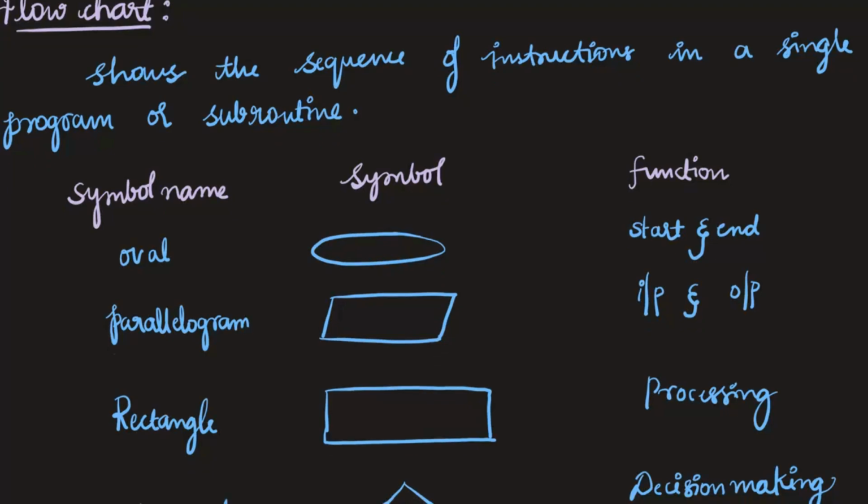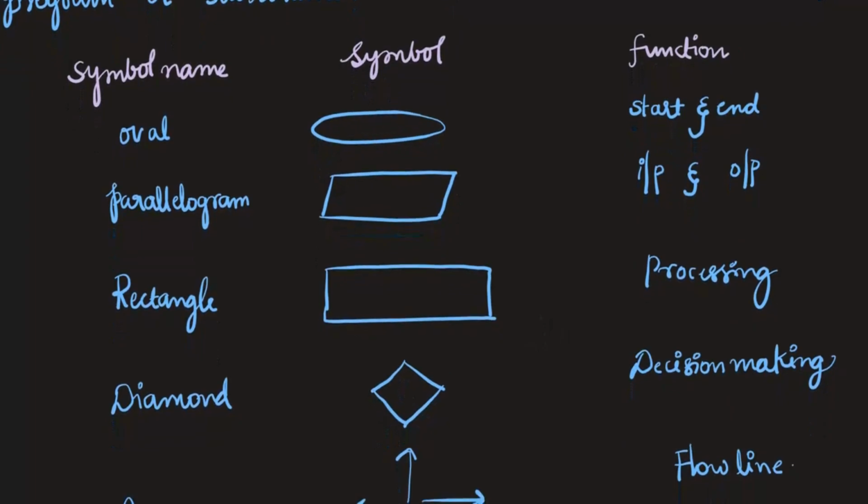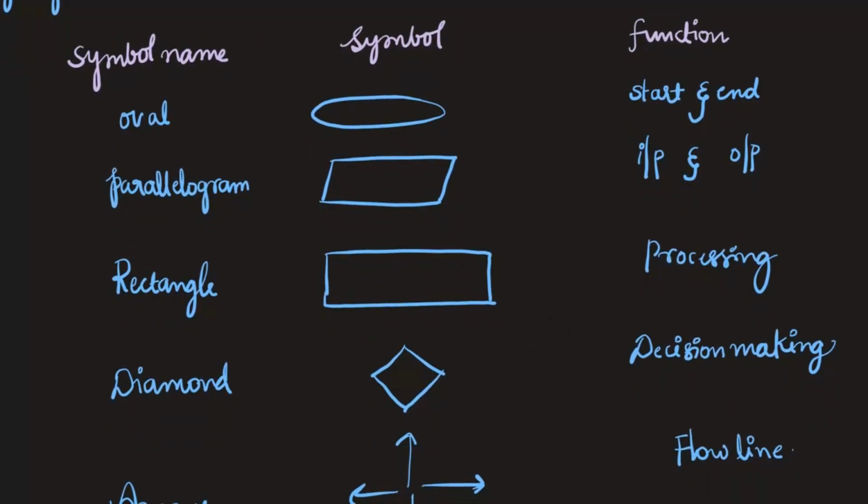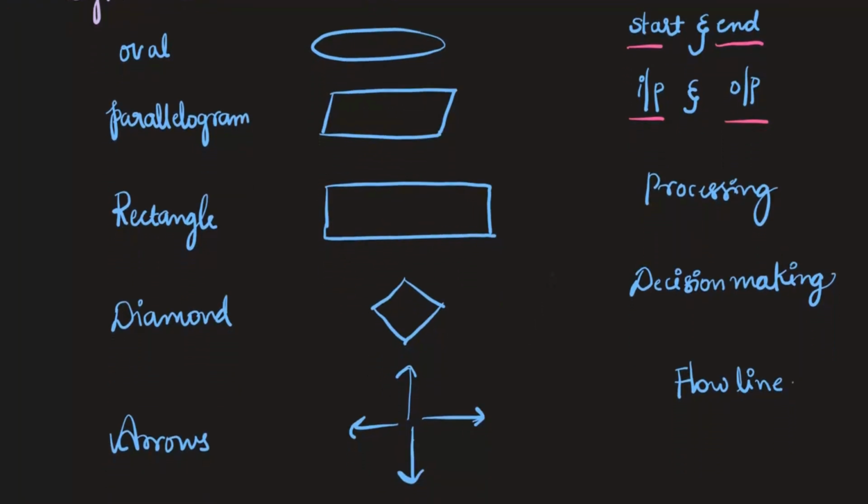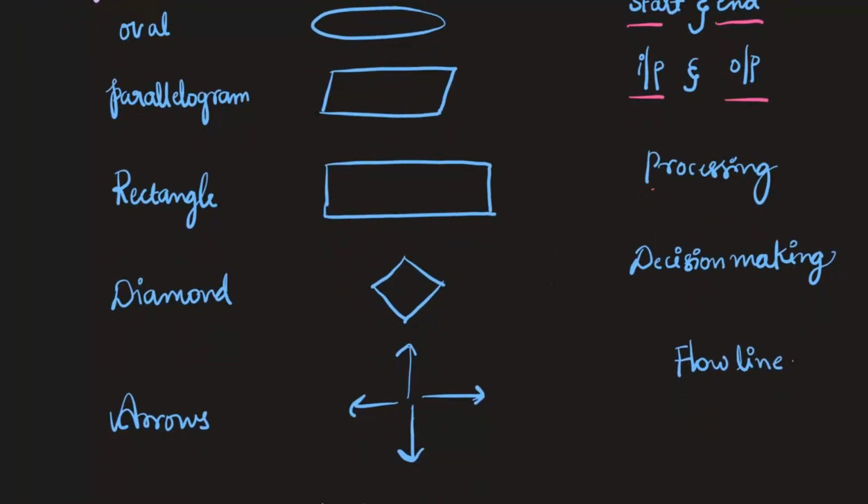So let's see what each symbol represents. The oval shape is used for start and end, like where you start and where you end the program. And next, parallelogram, it is used for inputs and outputs. Next is rectangle. It is for processing. Processing is nothing but the arithmetic operations or data manipulations that you use.